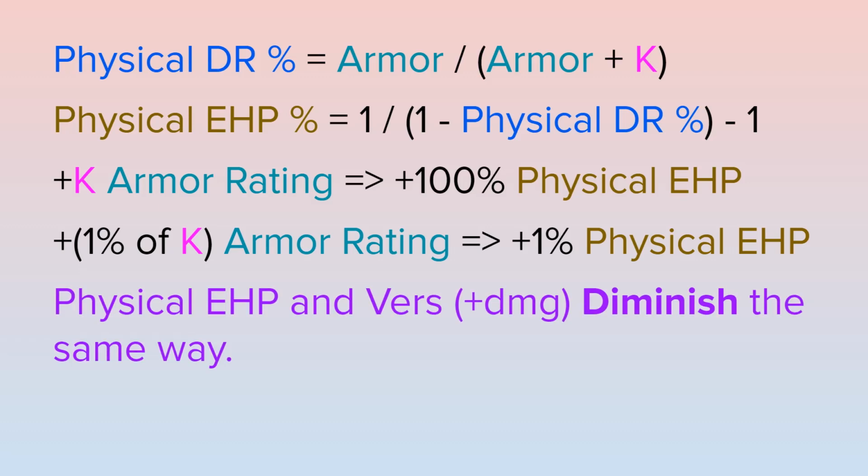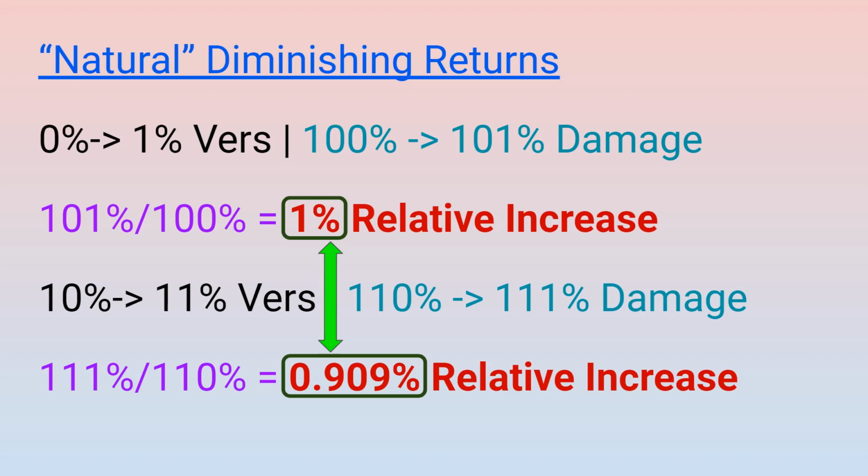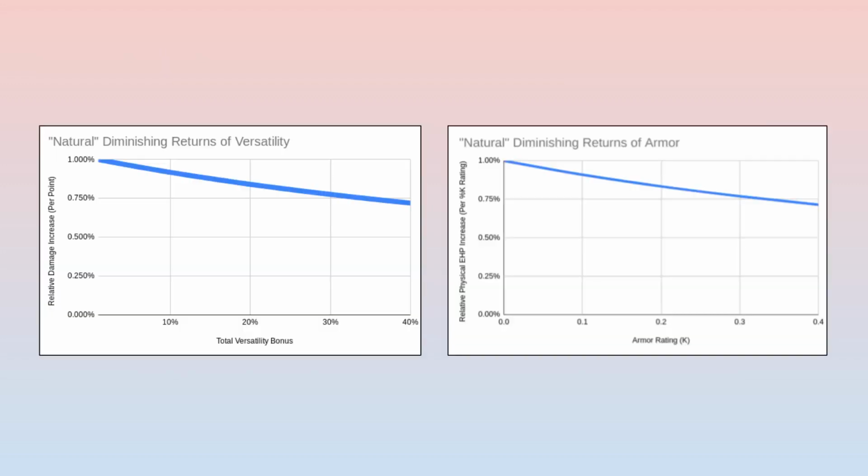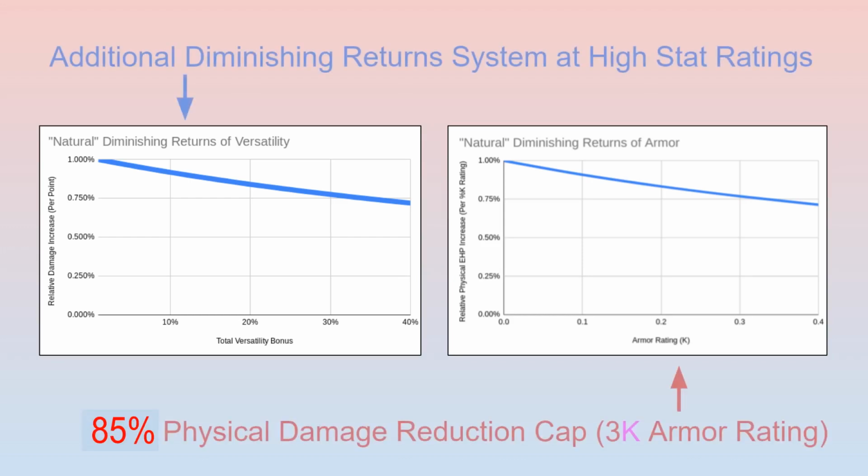So, returning to our versatility example with natural diminishing returns, you can very easily substitute in armor and bonus physical effective health, like I'm going to do right now, and the diminishing returns relationship remains exactly the same as it was with versatility. And so, armor follows the same natural diminishing returns just like secondary stats if we compare them side by side, and using the same scales, as can be seen in these two graphs side by side. Of course, this is not counting the fact that the secondary stats do get affected by an additional diminishing return system if you have too much rating in a single stat.